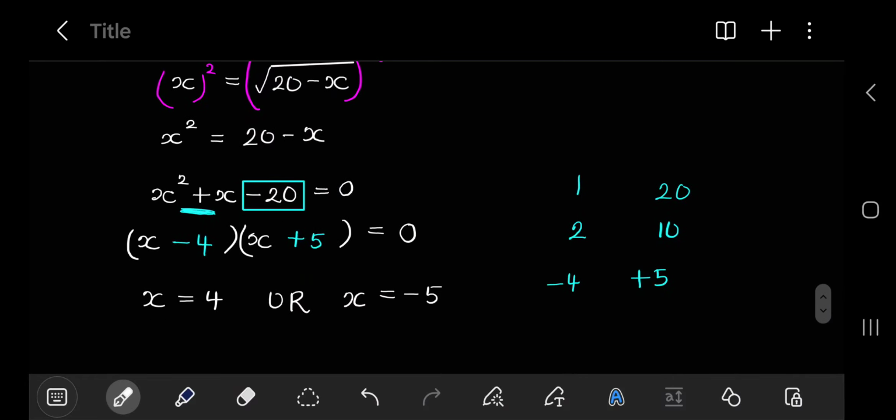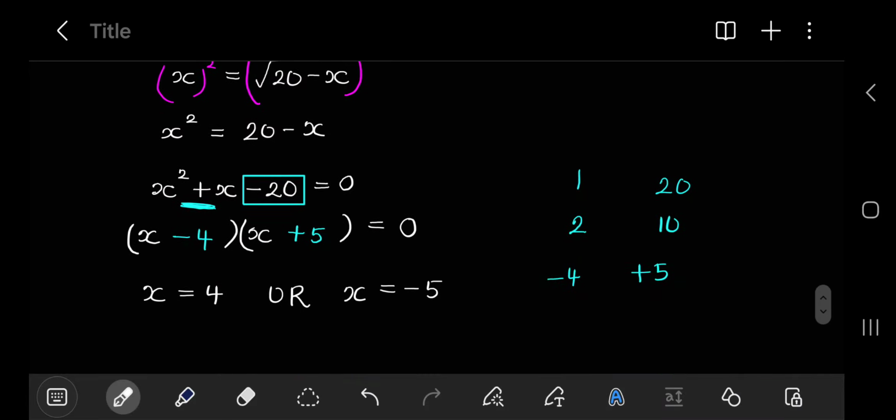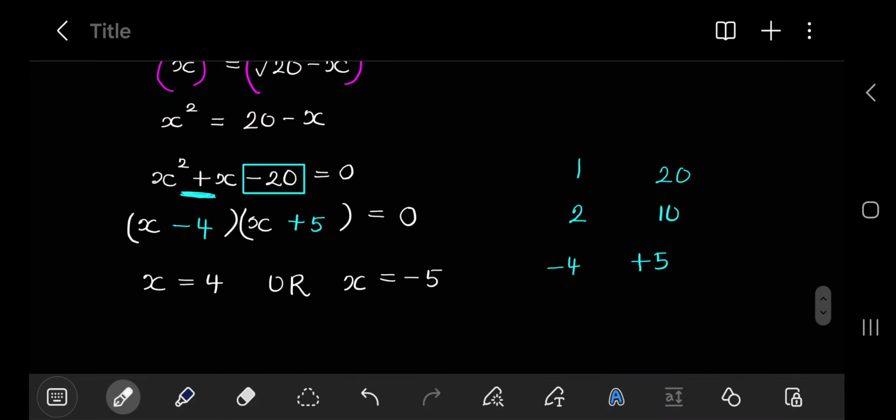So let's start off with the 4. You're going to go back to the question and you are going to substitute wherever you have x. So we're going to have 4 over the square root of 20 minus 4. And when you press equal to on your calculator, that gives you 1. So that shows you that, hey, x is equal to 4 is a solution, since that works out.